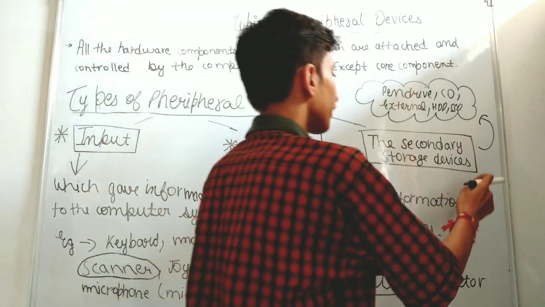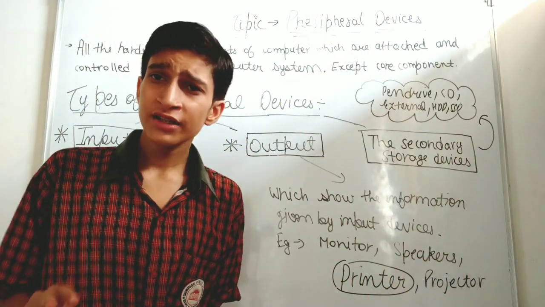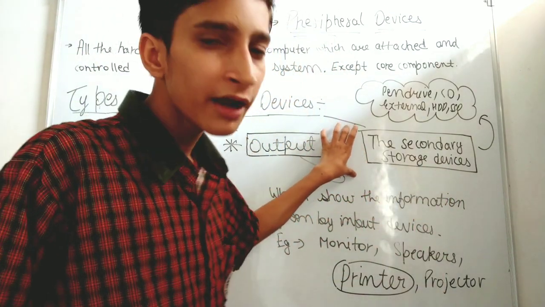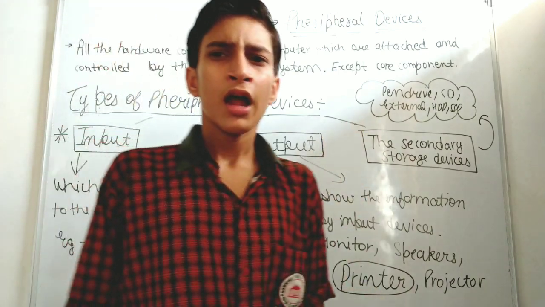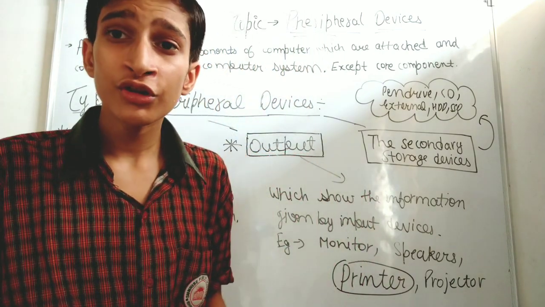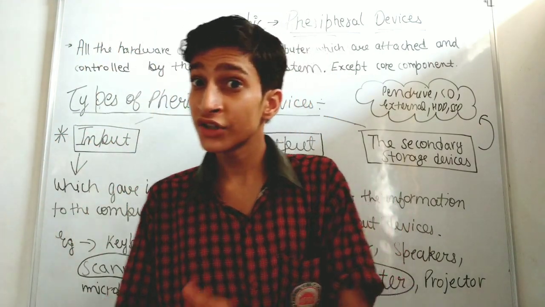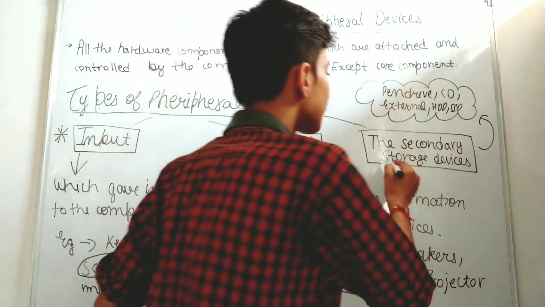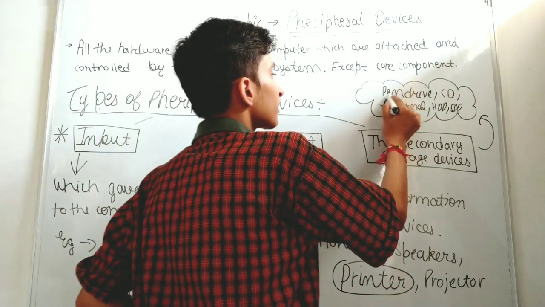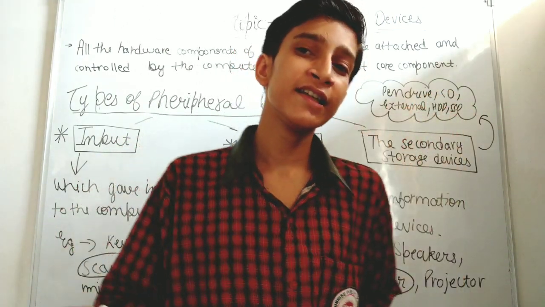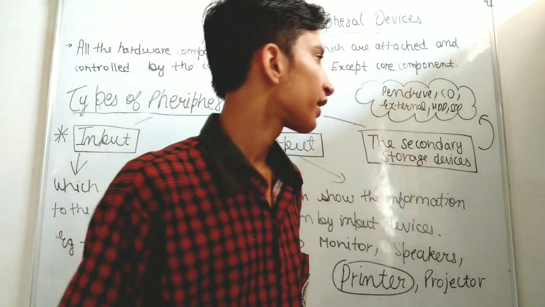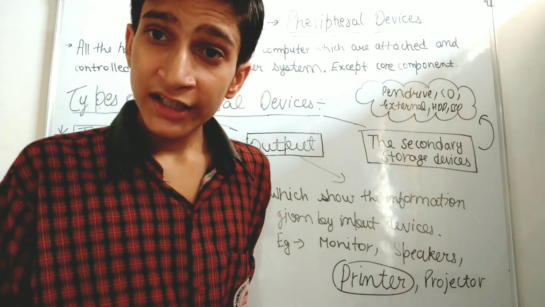Now I will tell you about the secondary storage devices. Storage devices are of two types: primary storage devices and secondary storage devices. Here I will tell you about the secondary storage devices, and I will also give a quick recap of the primary storage devices. Primary storage devices are those storage devices which are inside the computer system, while secondary storage devices are the storage devices which are outside the computer system. For example, pen drive, CD and external HDD or hard disk, and SSD, which is known as solid state drive. These are the external storage devices.